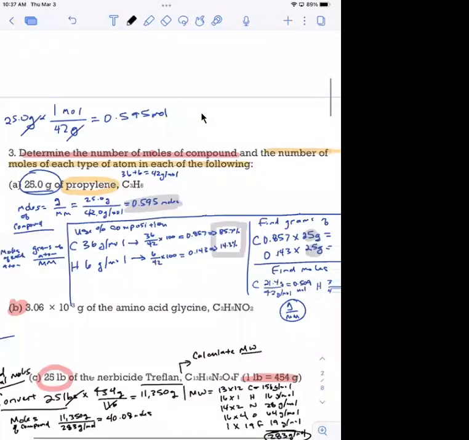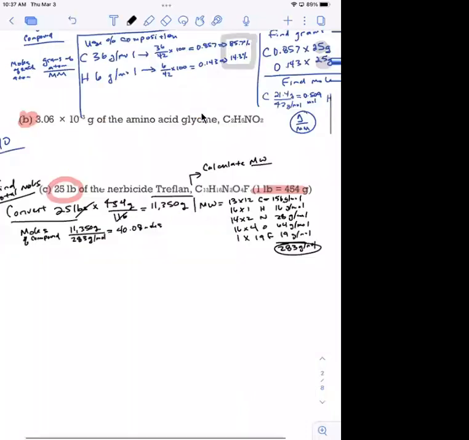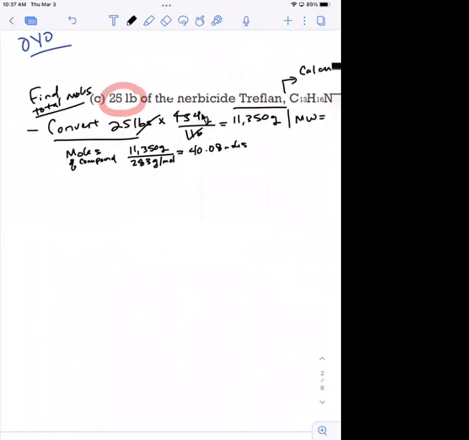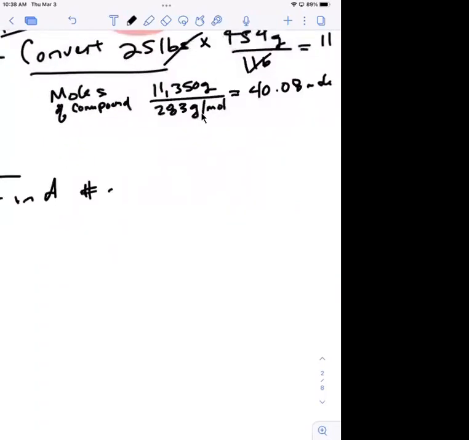I was about to ask why we did all of that. Yeah, we're done with the first part, which is to determine the number of moles of compound. The second part is to determine the number of moles of each type of atom within the compound. That's where we're going to do percent composition. The calculations we've done over here make it easier. So now we're going to find the number of moles of each atom.